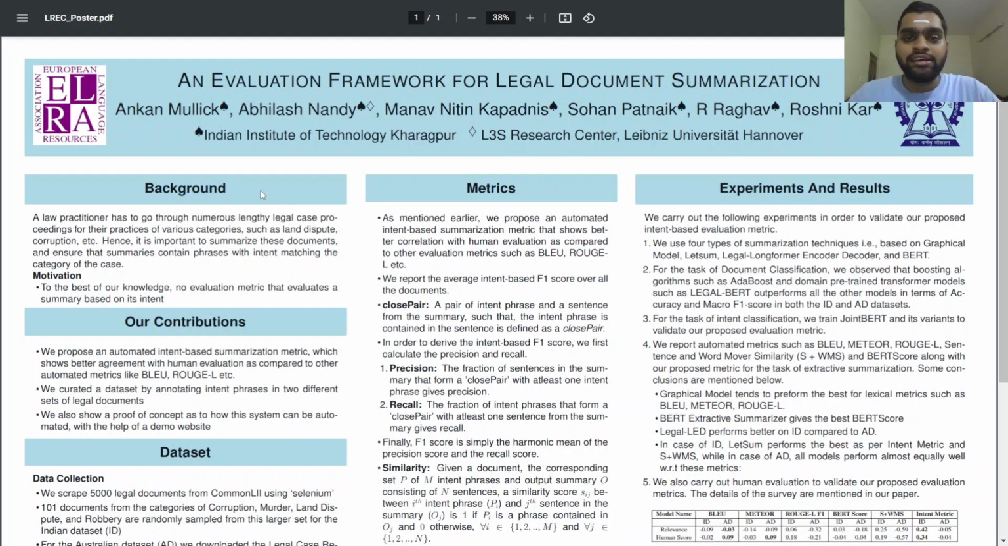If we look at the case of a law practitioner, in his day-to-day life, he has to go through numerous lengthy case proceedings for their practices in various categories such as land dispute, corruption, robbery, etc. Hence, it is a necessity to summarize these documents and ensure that these summaries contain the phrases with intents matching the category of the case. So the motivation for our work is that, to the best of our knowledge, there exists no evaluation metric that evaluates a summary based on its intents.